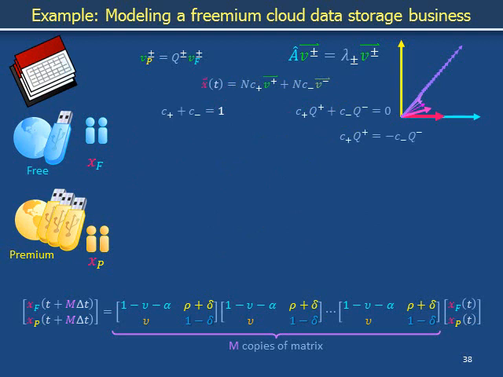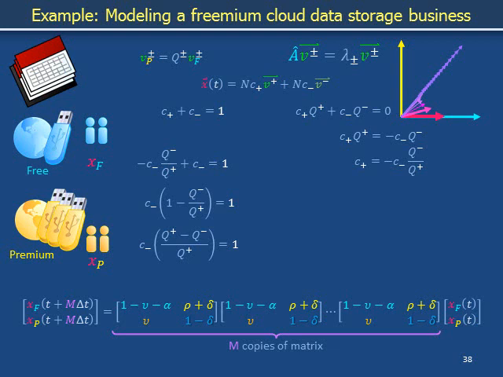Rearrange the equation on the right so as to express c plus in terms of c minus. Eliminate c plus in the equation on the left by substituting in the expression for c plus on the right. Factor out the c minus. Cosmetically rearrange so that it will look prettier when we divide the stuff in parentheses to solve for c minus. The solution for c minus can then be used to solve for c plus by substituting into the equation on the right.